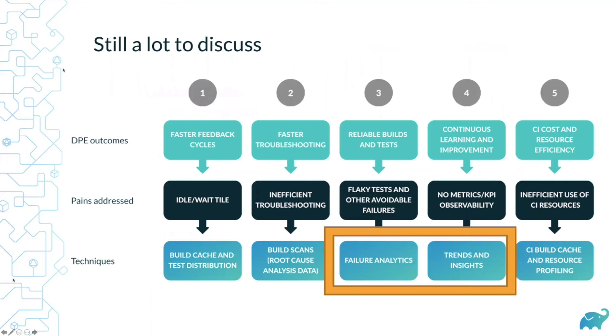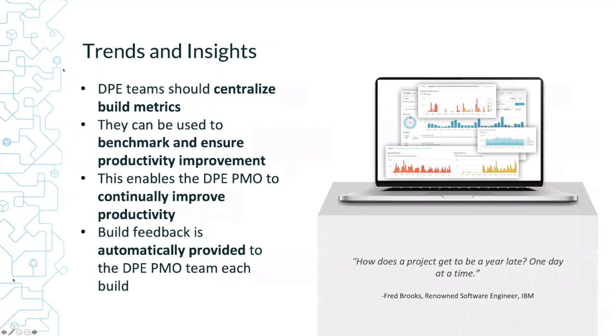And so that's where these other techniques come in. We've talked about build caching and acceleration. We talked about scans, but now we can look at these other parts we talked about: failure analytics, trends, and insights. We really recommend that developer productivity engineering teams centralize all of the build metrics across the organization, because then they can be used to benchmark, and to ensure consistent productivity and even productivity improvement when new practices are introduced to the business. That allows the dedicated DPE organization to continually improve productivity for the business. Build feedback is automatically provided to the DPE team each time a build is run. And you'll see that in a minute, where this all gets aggregated up into the build scan for Spring.